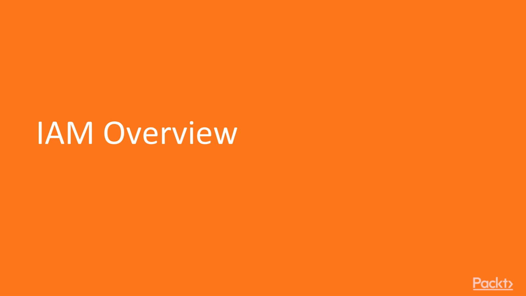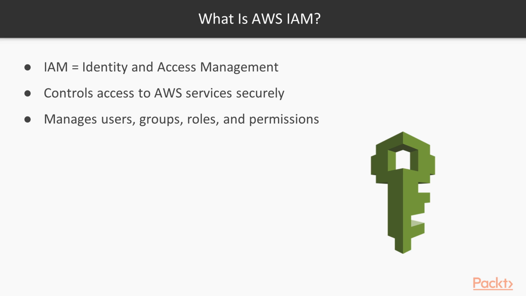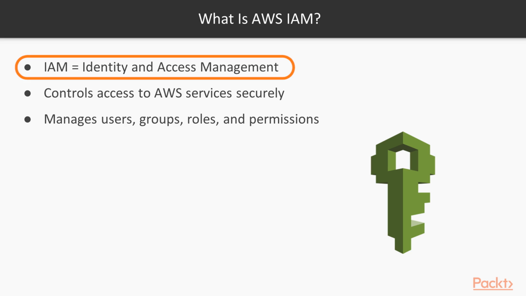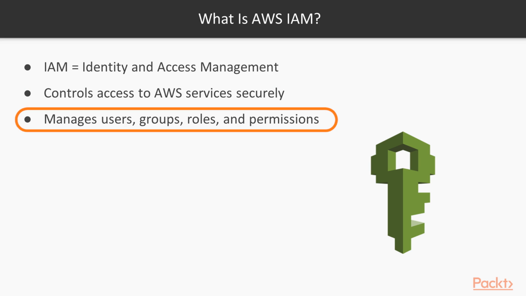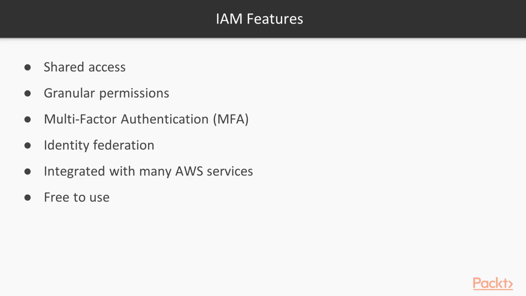IAM overview. What is AWS IAM? AWS Identity and Access Management helps you to specify who can take what actions on which resources. AWS IAM is a web service for securely controlling access to AWS services. It enables you to control who can do what in your AWS account. With IAM, you can centrally manage users, groups, roles, and permissions that control which AWS resources, users, and applications can access.